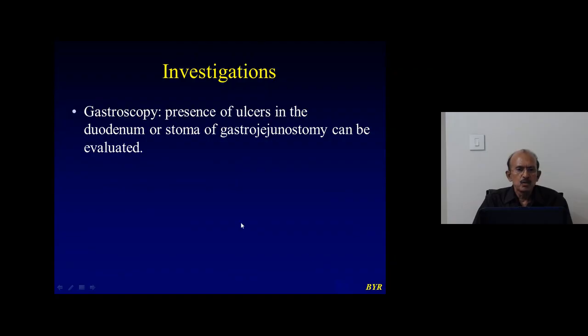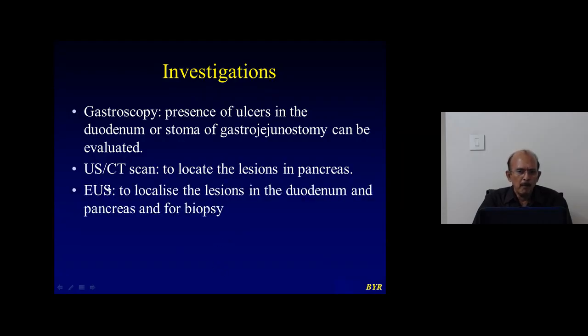Gastroscopy to evaluate for the presence of ulcers in the duodenum or stoma of gastrostomy. Ultrasound or CT scan to locate the lesions in the pancreas. EUS to localize the lesions in the duodenum and pancreas for biopsy. Somatostatin receptor scintigraphy scan, though this is not usually being done.